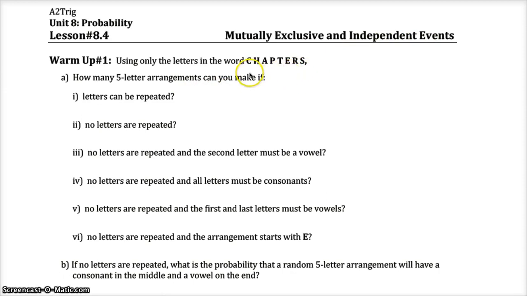All right, so using these letters, how many 5-letter arrangements? And again, that's like a code word where it does matter which one comes first, second, third. If letters can be repeated, there's 8 choices for the first letter. And since they can be repeated, I still got 8 choices every time there's a new letter. So that's 8 like that. I'll put the answers in later, but this is simply 8 to the 5th power.